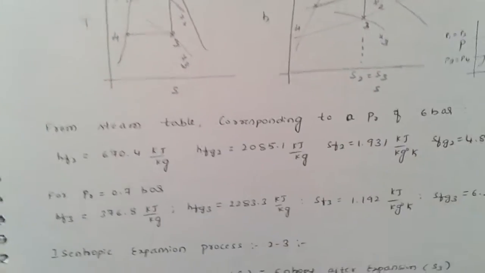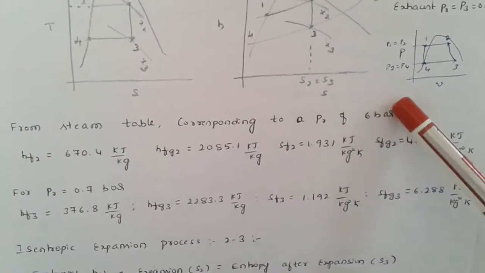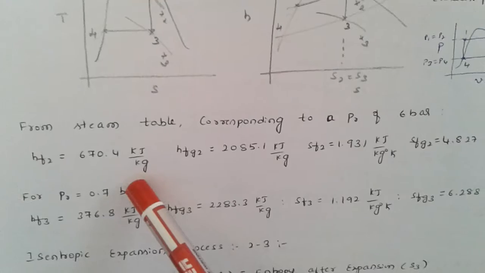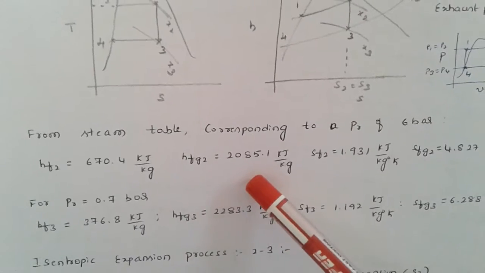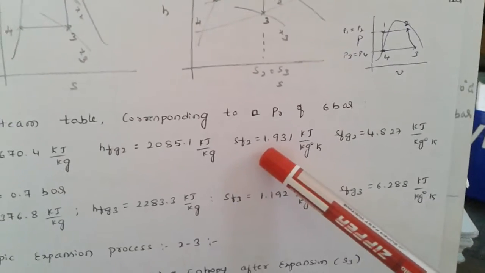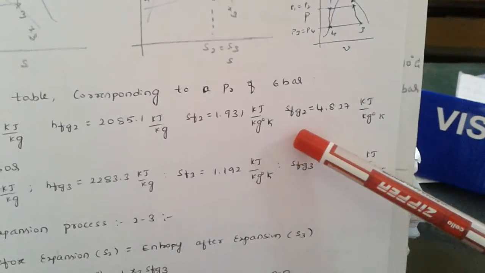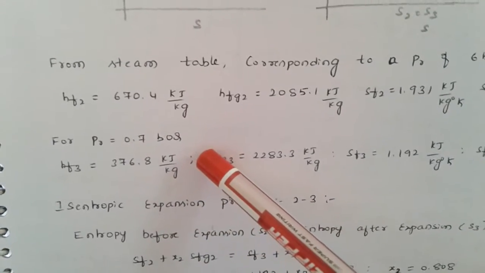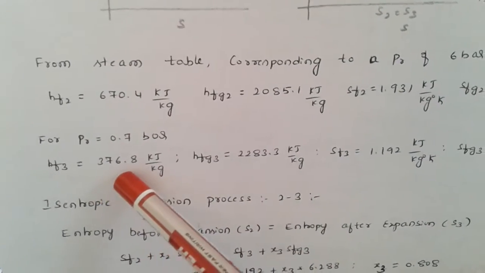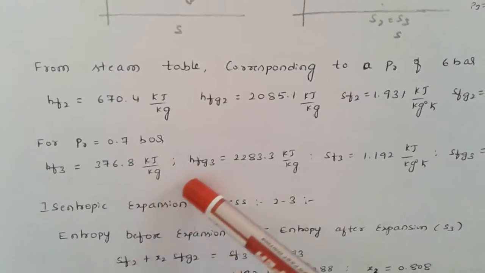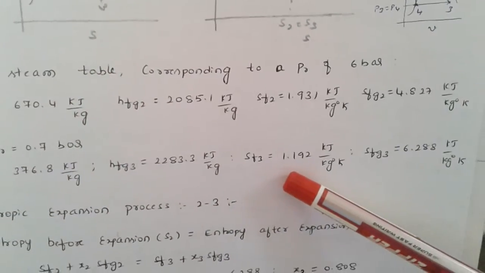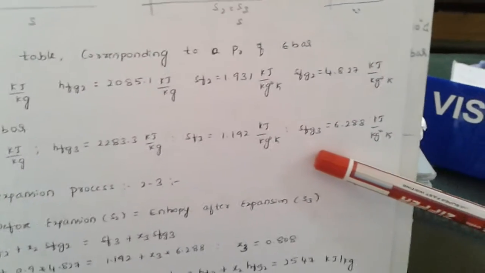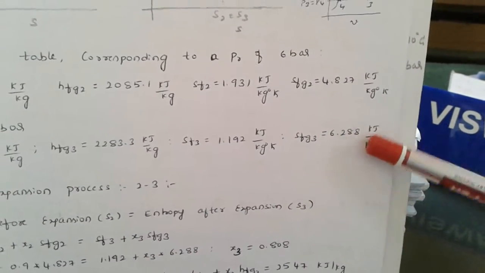Then from the steam table, corresponding to a pressure of 6 bar, we have to note down the values: HF2 is 670.4 kilojoules per kg, HFG2 is 2085.1 kilojoules per kg, SF2 is 1.93 kilojoules per kg degree Kelvin, and SFG2 is 4.827 kilojoules per kg degree Kelvin. For the pressure 0.7 bar, HF3 is 376.8 kilojoules per kg, HFG3 is 2283.3 kilojoules per kg, SF3 is 1.192 kilojoules per kg degree Kelvin, and SFG3 is 6.288 kilojoules per kg degree Kelvin.